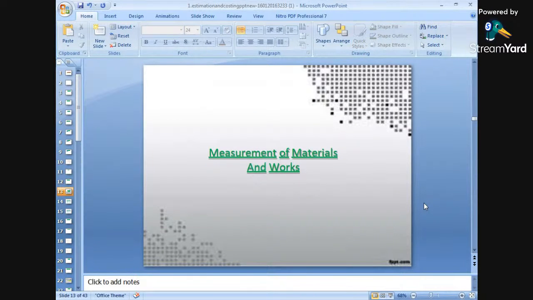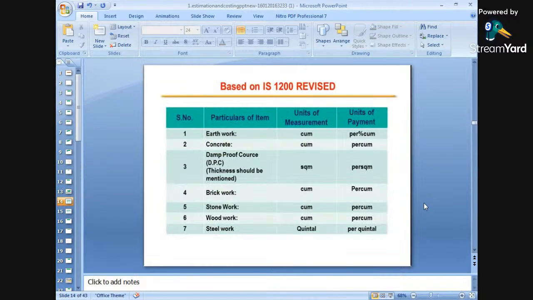Next is the measurement of work and materials. How can we measure the different materials required, or the work which has been carried out? What are the different things considered while measuring the materials and the works carried out on site? There is a provision in IS 1200, which has been revised. It is a provision given in the Indian Standard Code related to estimations. So while preparing estimations of particular structures, IS 1200 gives some ideas.